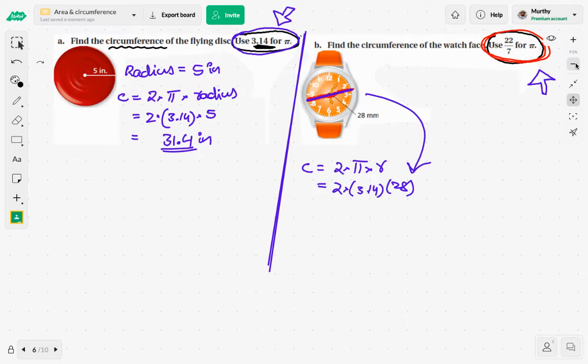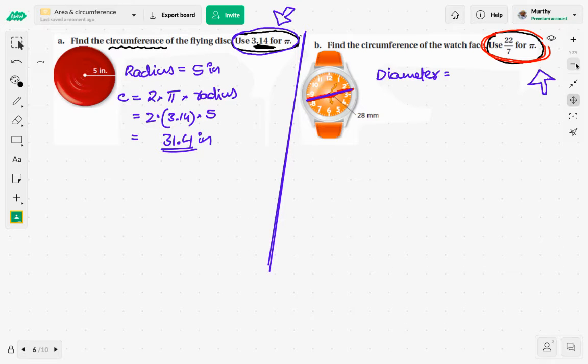But people tend to make this mistake again and again. I have seen over the years the same mistake is made by the majority of the students. So please avoid that. First, do write the details: diameter equals 28 millimeters. This sum can be done in two different ways.